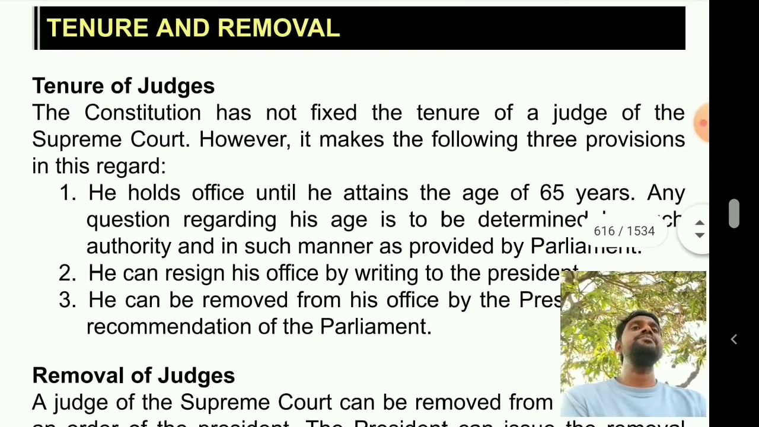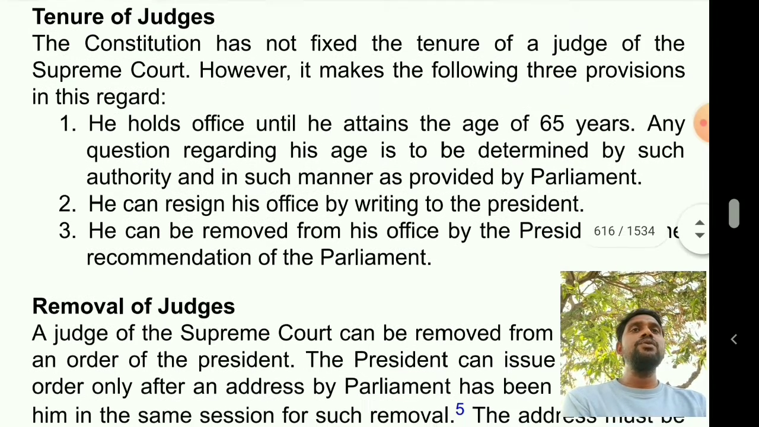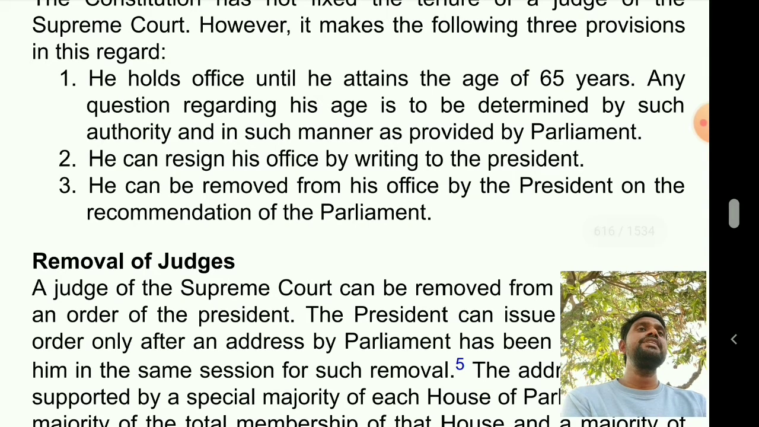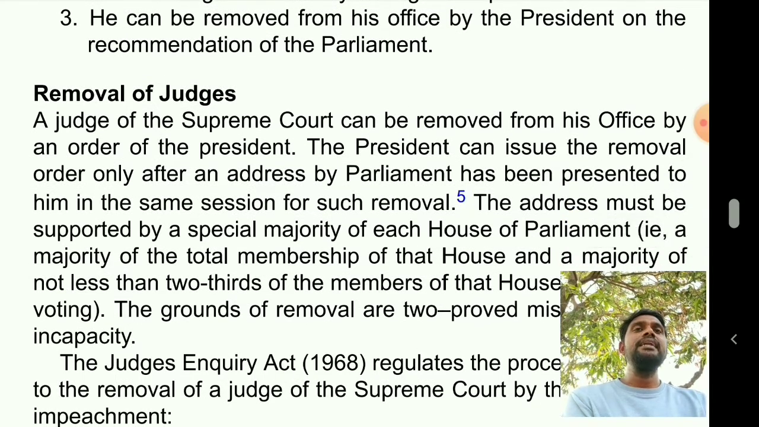Next is tenure and removal. Tenure of judges. The Constitution has not fixed the tenure of a judge of the Supreme Court. However, it makes the following three provisions in this regard. First is, he holds office until he attains the age of 65 years. Any question regarding his age is to be determined by such authority and in such manner as provided by Parliament. Second is, he can resign his office by writing to the President. Third is, he can be removed from his office by the President on the recommendation of the Parliament.